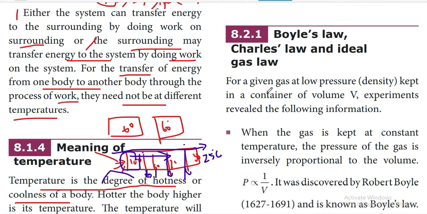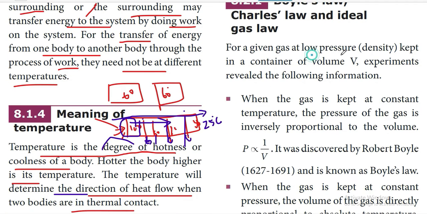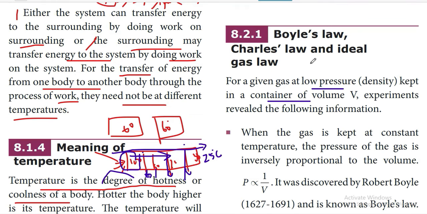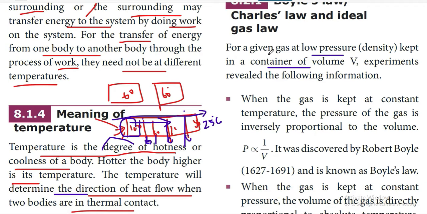Boyle's law. For a given gas at low pressure kept in a container of volume V, experiments reveal the following. Remember this condition: Boyle's law, Charles's law, and the ideal gas law have been formed for this condition. We have a container which is full of gas at low pressure, and it has some volume. It occupies some space. The experiments conducted reveal the following information.